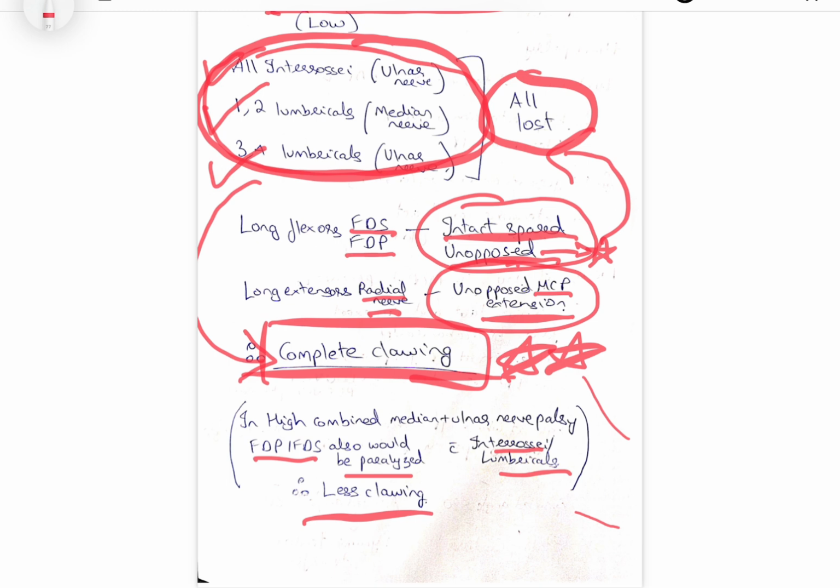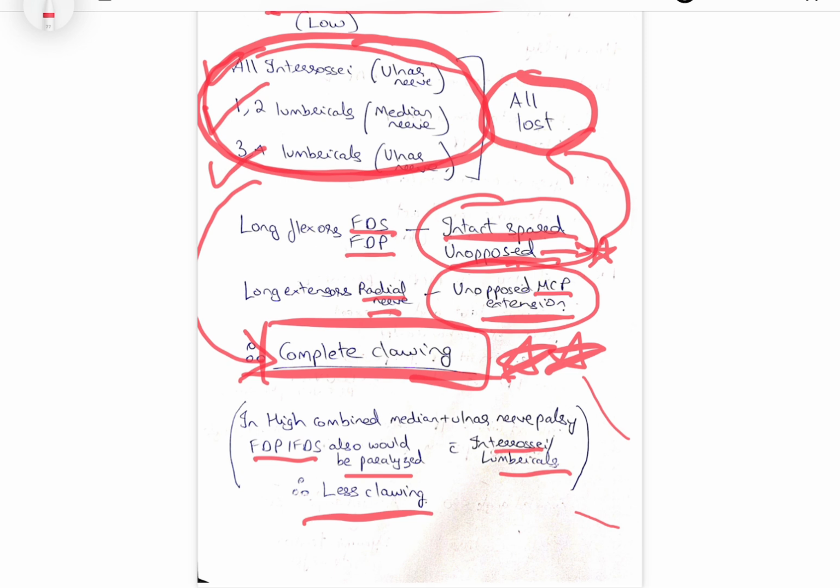Partial claw hand. When does it occur? In low ulnar nerve palsy. Why? Because the medial half of FDP is spared while lumbricals and interossei are gone. So that is the partial claw hand in the fourth and fifth finger. In high ulnar nerve palsy, there is no claw hand, there is no clawing. That is ulnar paradox, because the higher the lesion, the less is the deformity. Why? Because the medial half of FDP is also gone, while interossei and the lumbricals are gone.